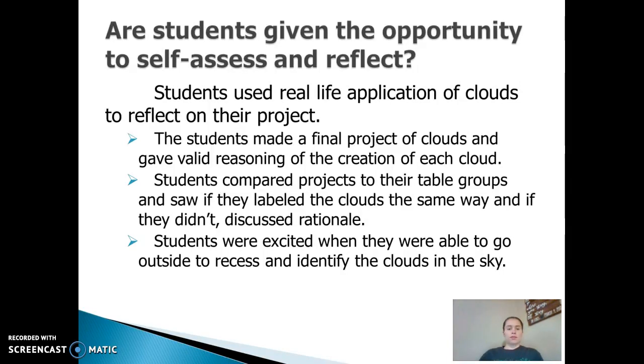Students were excited when they were able to go outside at recess and identify the clouds in the sky. They got to reflect on themselves as they're sharing with their table groups and deciding which one was each, and if they didn't agree, they could give a rationale and decide why. But if I was going to do it again, I would have them maybe more self-reflect and maybe even grade themselves on the project, because I think if I gave them a rubric with different pictures and words, they could assess themselves, make sure they had everything required, and have more of the self-reflection piece other than the comparing piece, which I did with their peers.